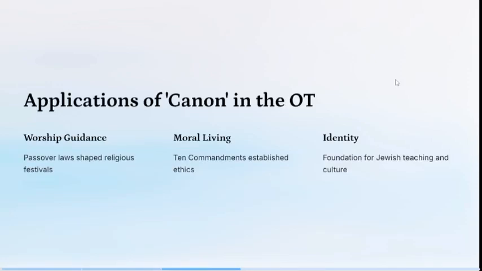So now moving on to the applications of canon in the Old Testament. First off, we have different applications of canon in the Old Testament. We have the religious application, the cultural and historical application, and the personal and spiritual application. In order to break them into these categories, we have the worship guidance, as you can see on your screen. This one falls under the religious application. Then we have the moral living, which falls under the personal and spiritual application. Then we have the identity, which falls under the cultural and historical application.